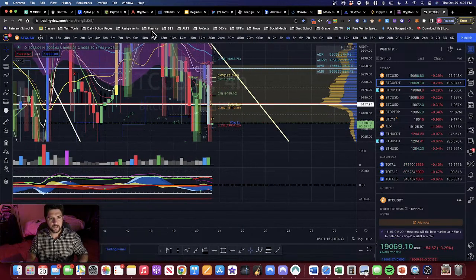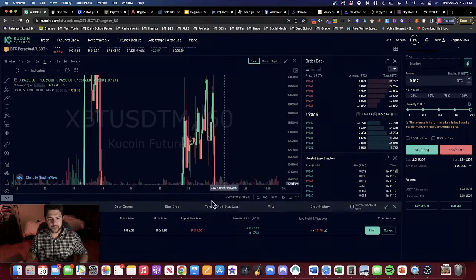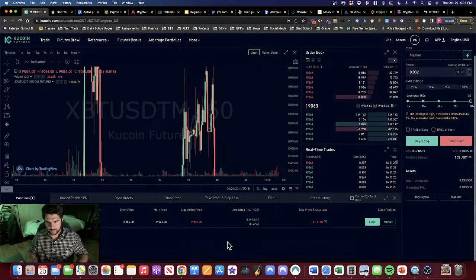I would even say I should close my short here. But really, I got a decent entry. Let's see where I'm at here. I'm scalping, by the way. I'm just straight up scalping. My entry was actually like 19.84.